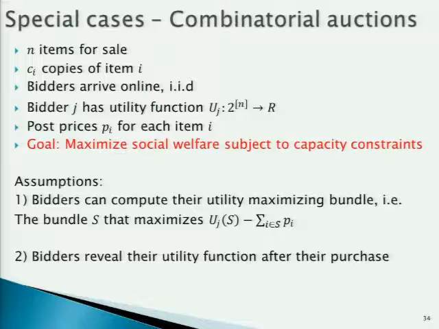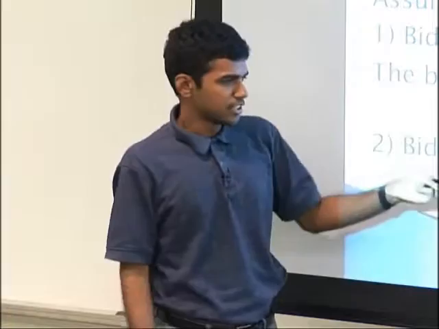The first assumption is that if we post prices, buyers must be able to pick their utility maximizing bundle. There are exponentially many bundles, so you could ask why, but that's the minimum you should assume for solving a problem like this. If you post prices, buyers must be able to pick their favorite bundle. And we also assume that bidders, once they leave the mechanism, are going to reveal their utility function. That is after purchase, not before purchase.